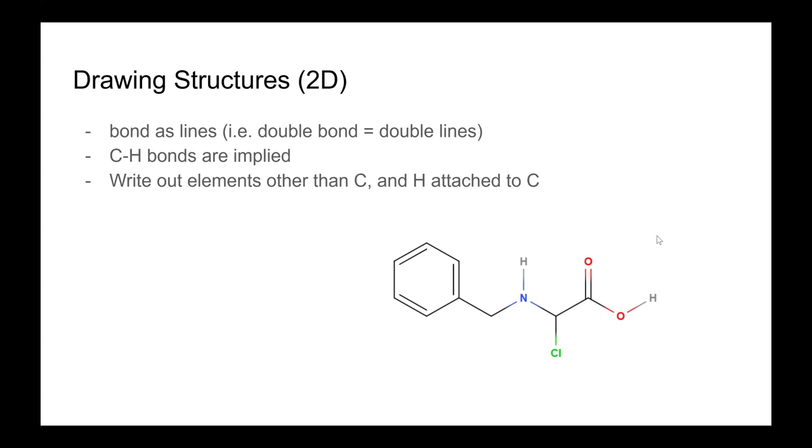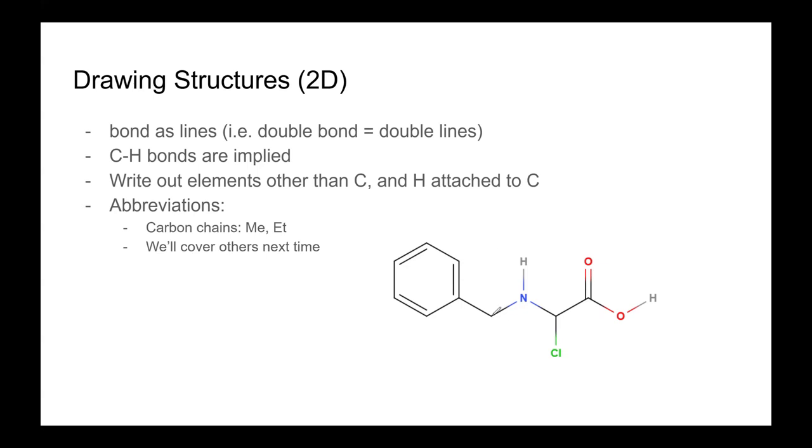And we need to write out all elements other than carbon and also write out hydrogens that are not attached to carbon. So for example, hydrogens that are attached to nitrogens. And we can also use some abbreviations such as Me for the CH3 group and Et for the CH2CH3 group. And we're going to cover other abbreviations next time when we encounter them. So for now, let me explain what this skeletal diagram means.